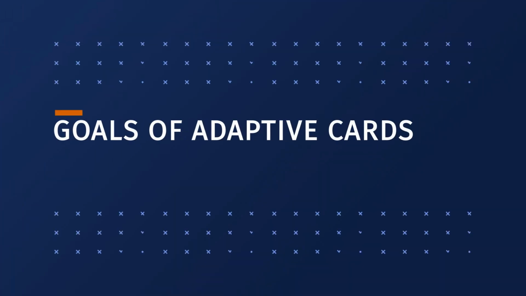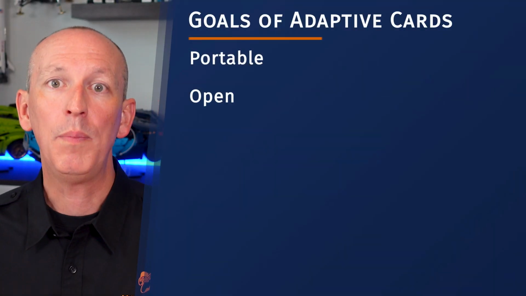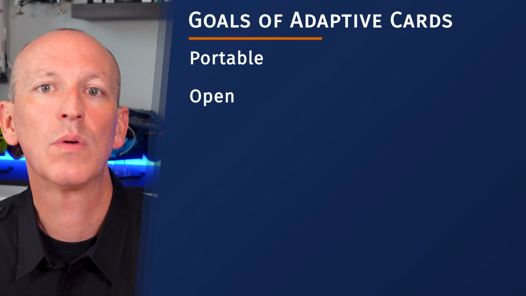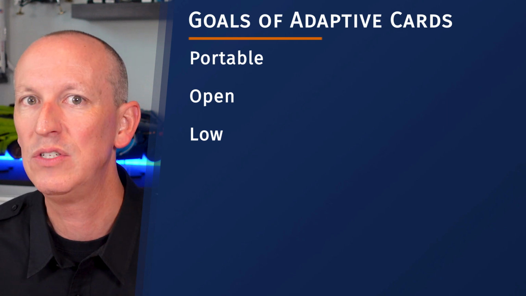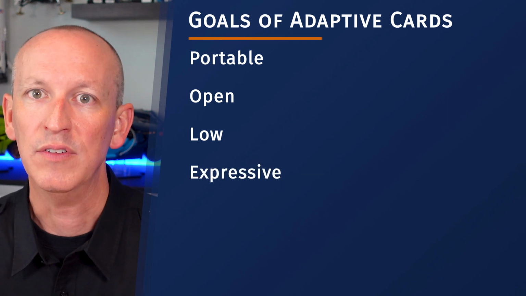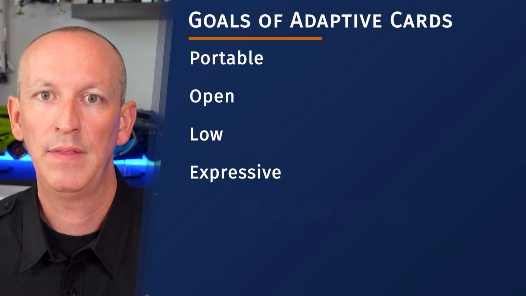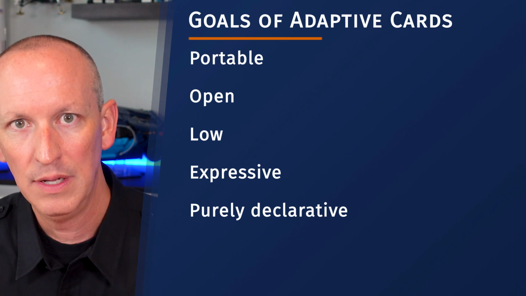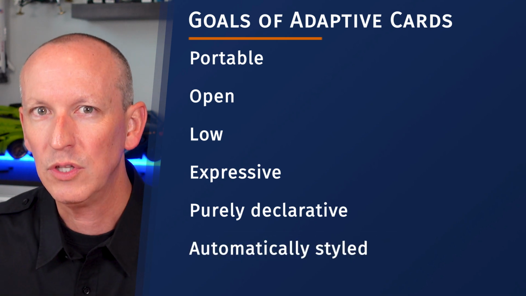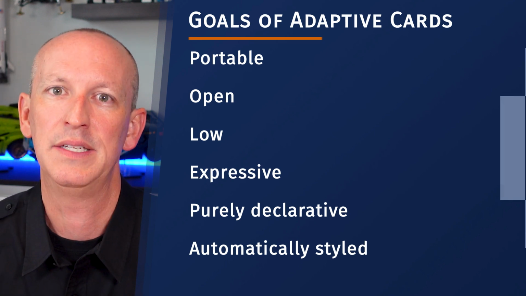So the goals for adaptive cards are as follows. They need to be portable to any app, device, and UI framework. They need to be open, with libraries and schemas that are open sourced and shared. They need to have low cost and be easy to define and easy to consume. And they need to be expressive and targeted at the long tail of content that developers want to produce. They also need to be purely declarative. No code is needed or allowed. They also need to be automatically styled to the host application user experience and follow the host app's brand guidelines.